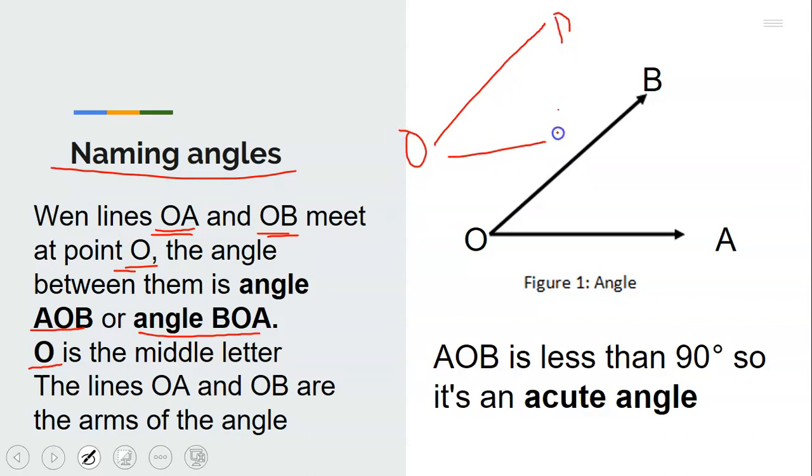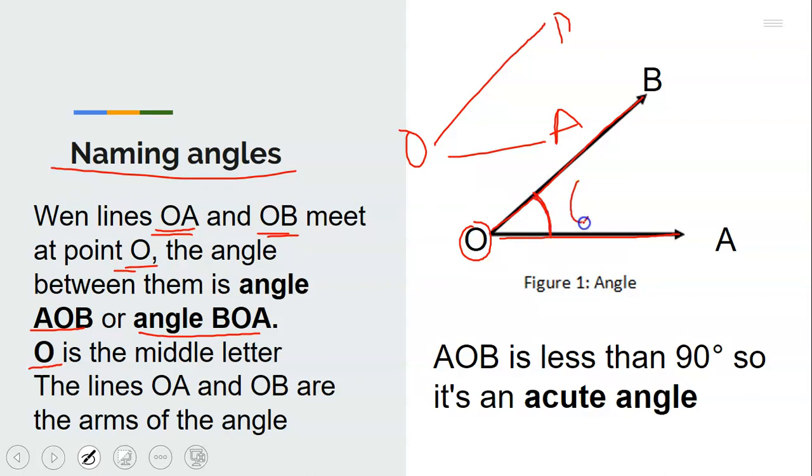This is another line, OA. When you join them together, they have common points where they meet. Now, this arm is called OA and this arm is called OB. The lines OA and OB are the arms of the angle. The little space between them is the angle.